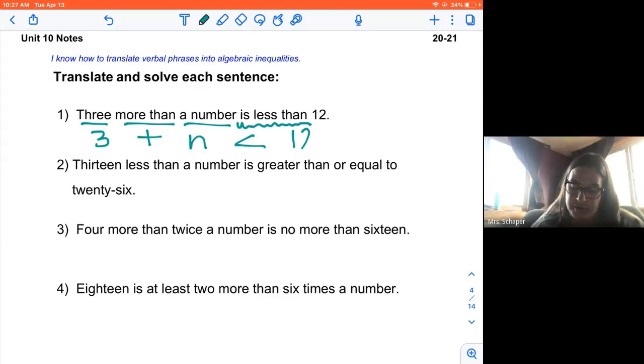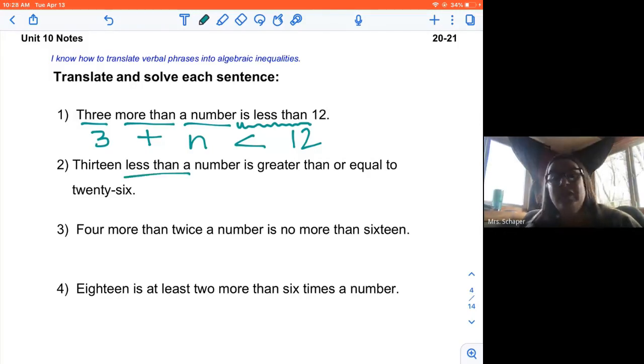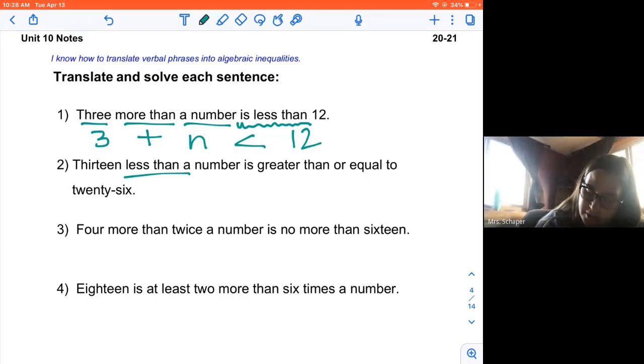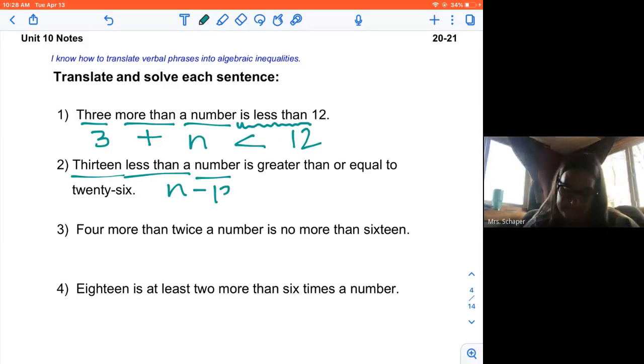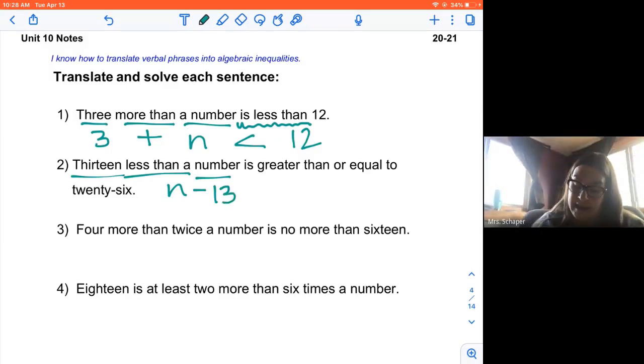Number 2, 13 less than a number. Okay. So lots of thens, less than, more than. Earlier in the year, we talked about a switch word. And less than is your switch phrase. So when you see that, you need to flip that around. So a number less than 13, or 13 less than a number, is greater than or equal to 26.